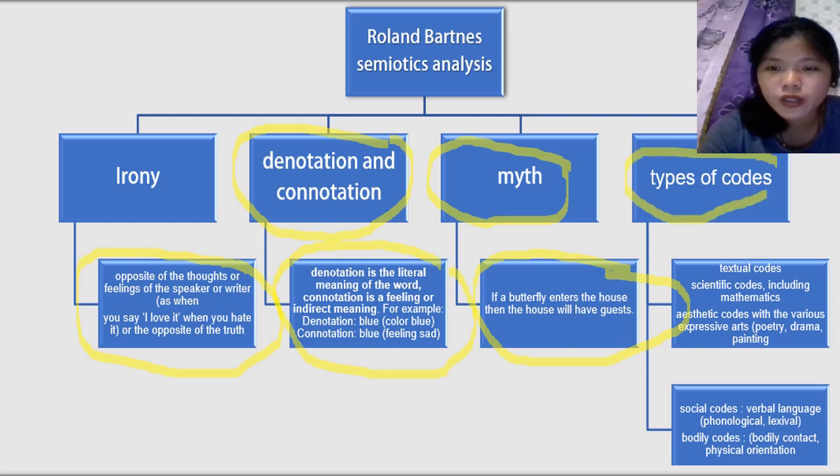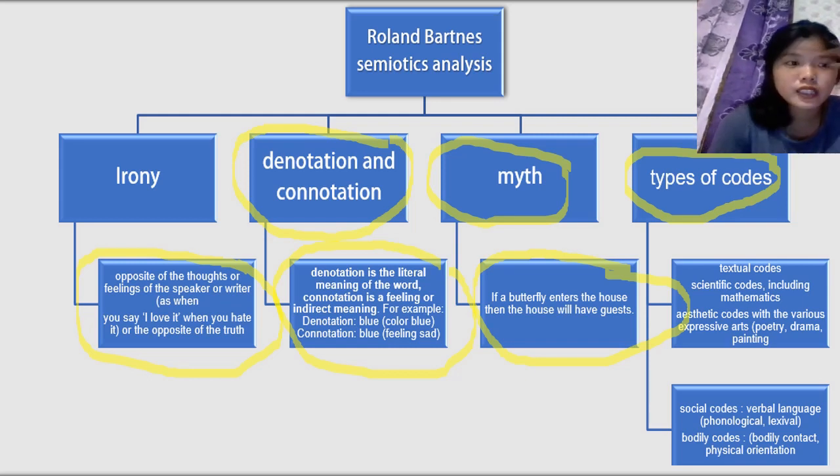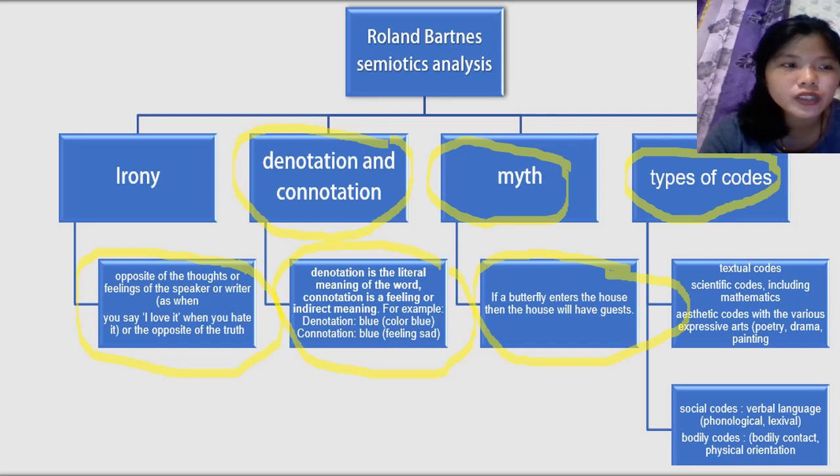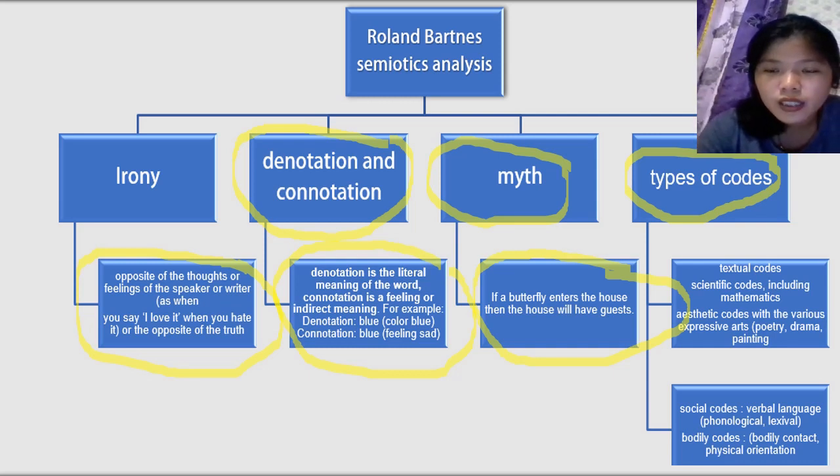Types of code. Semiotics seeks to identify codes and rules and conventions which underlie the production and interpretation of meaning within each code. There are social codes, textual codes. For example, scientific codes including maths, aesthetic codes with various expressions in poetry, drama, and painting.